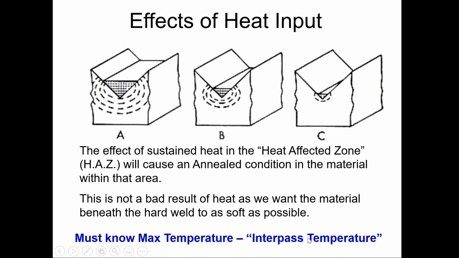We need to understand interpass temperature too. How hot is this going to get? How hot can it get? Right? What is its eutectoid point based on the information we have? This is all us knowing what your base metal actually is. And then it's pretty simple to figure out what all these other temperatures are.